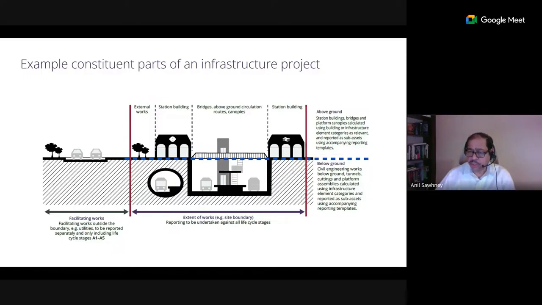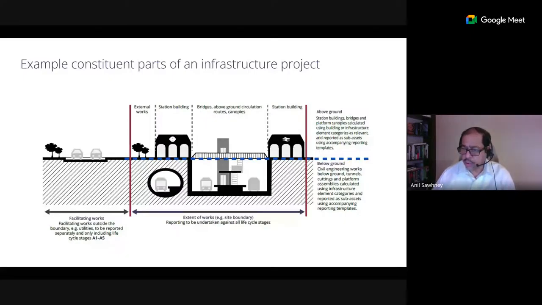Maybe this is a transportation network. You have a station building. It will be done separately. Another station building done separately. And then you have some sort of a tunnel with maybe some structure sitting here for above ground circulation, roof, and so on. These would all be measured and assessed separately.